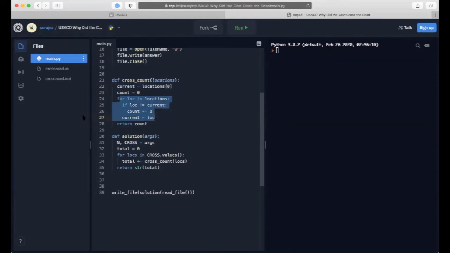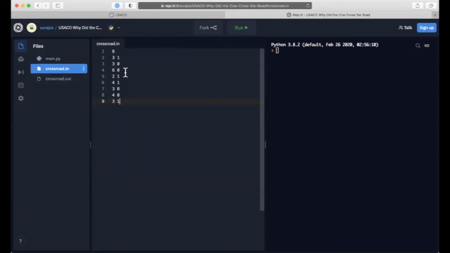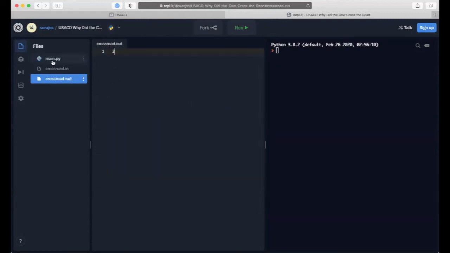If the location between the current one and the next one does not cross, then I just set the next location as the current location. But if they're different, then we know there was a crossing that happened, so we increment the counter by 1. Finally, once we go through the whole thing, we return the number of crossing counts there were. That gets added to the total, and we return it as a string. So running this through, you should be able to get 3 as the output.